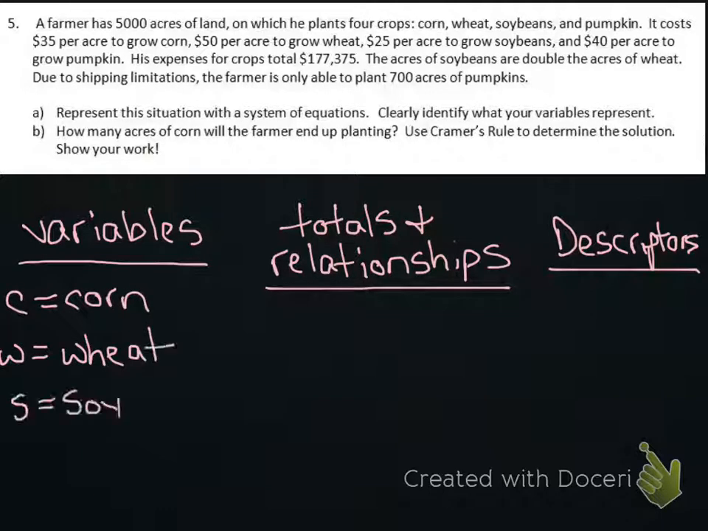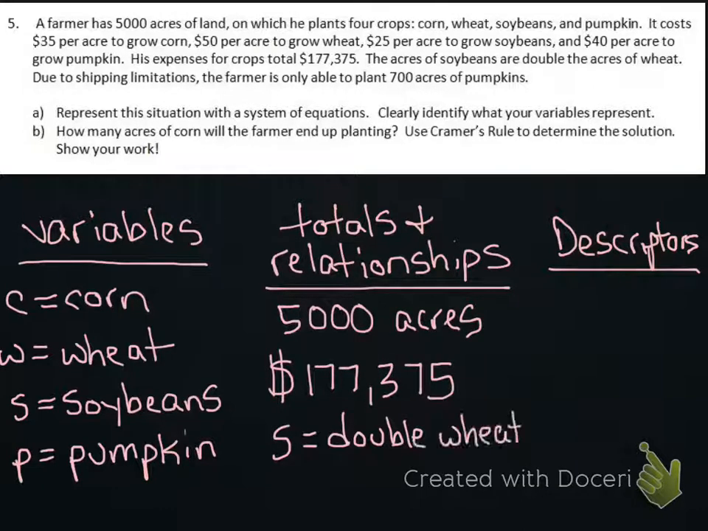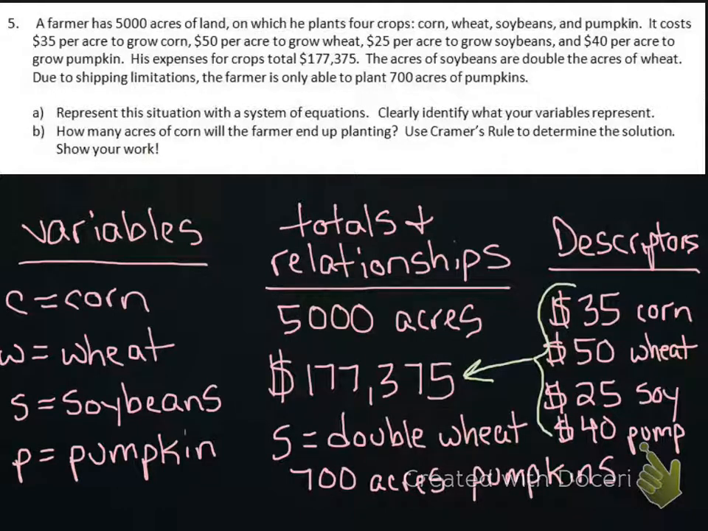Our variables are the 4 types of crops that we're working with. Our totals are total amount of acres, total amount of money spent. We're given a specific total just for pumpkins, and then we're also given a relationship, and that's that the acres of soybeans have to be double the acres of wheat. We also have some descriptors to go along with some of the individual crops, and that's how much each of them cost. And so all of that information is going to be grouped together in the equation that we set up to show the total amount of money.